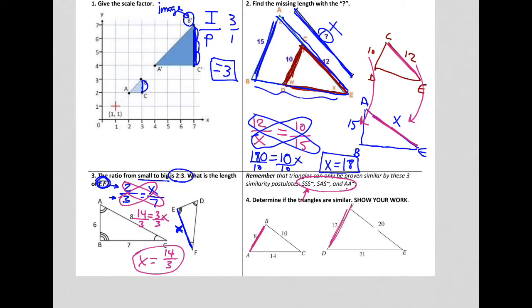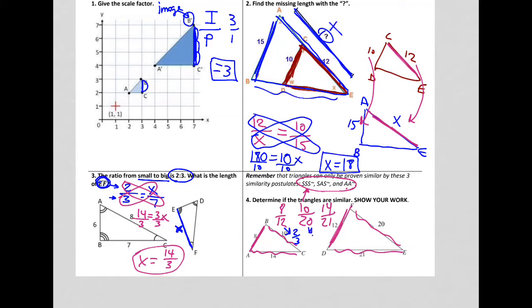So that's 8 and 12. Now notice order matters, so I need to make sure since I went from small to big that I go from small to big again. So I'm going to do 10 to 20 and 14 to 21. And remember, they all need to simplify to the same thing. Notice here, when you simplify 8/12, we could put it in the calculator and use a decimal if you like, but it does simplify to 2 thirds.